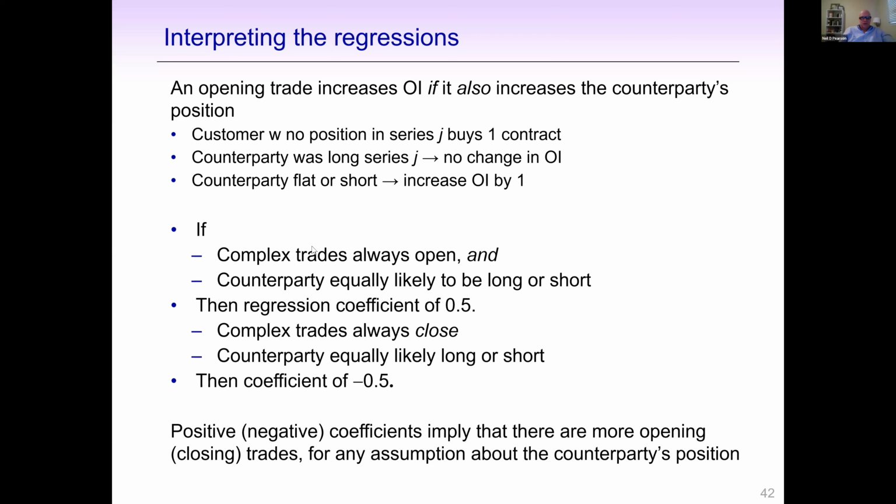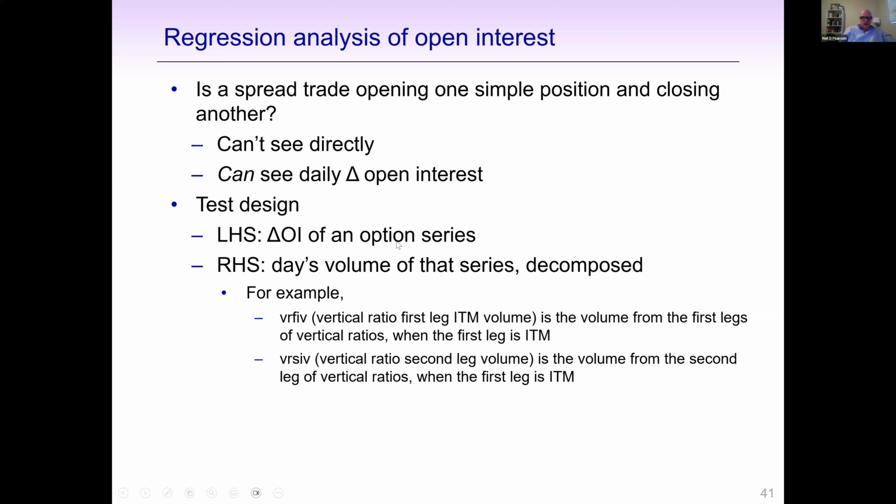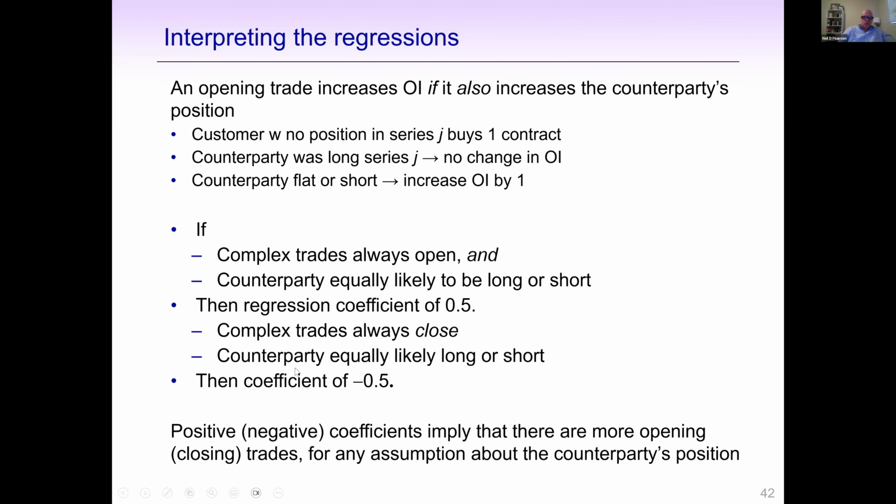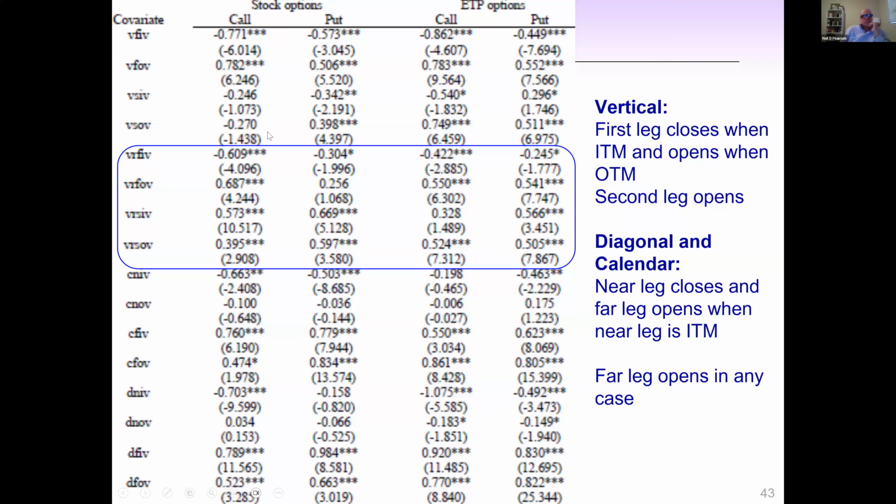And so maybe I wasn't exactly clear, right? We're going to use this sort of analysis. We're going to look at the volumes in different legs, and we're going to conclude that some of the legs are closing positions and some of the legs are opening positions. It might be a little bit clearer if we look at the results. So this is one set of regressions. We have a couple sets of regressions. There's not time to show them all.